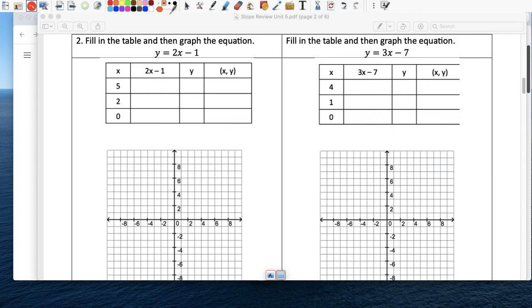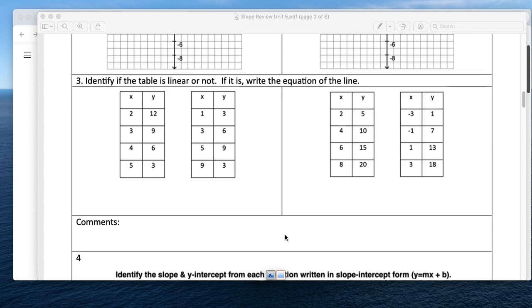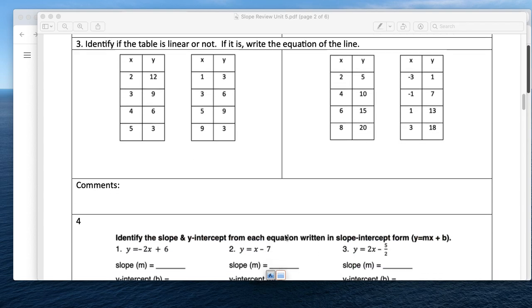Let me check if there's anything at the bottom. No, that's it. The task is to identify the table as linear or not, and if it is, write the equation of the line. So let's see if it's linear.